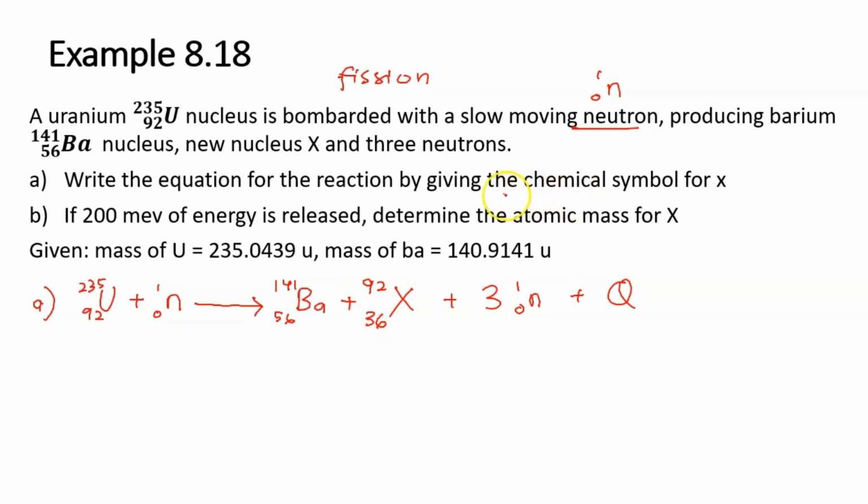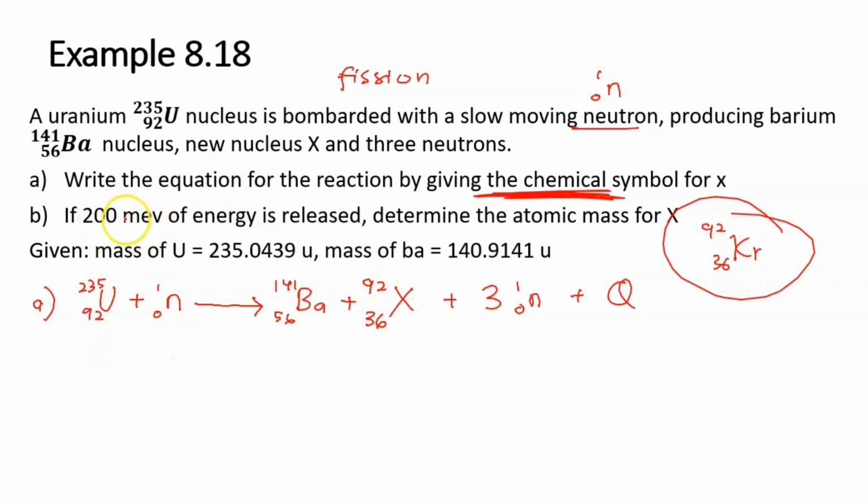Okay, kat sini dia kata giving the chemical symbol for X. You can refer to the periodic table. Tapi kalau dalam exam tak perlulah. Yang ni sekadar soalan example kan. So, when you look at the periodic table, the element that has nucleon number 92, proton number 36 is krypton. Okay, krypton.